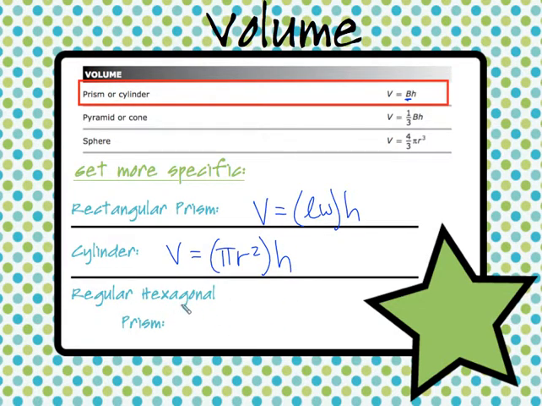Now, a regular hexagonal prism, these are just some examples. You have to be able to plug in whatever area formula you have. Instead of capital B, to find area of a hexagon, you do 1/2 perimeter times apothem, and then times the height. So you have to be able to change that capital B depending on what your base is.